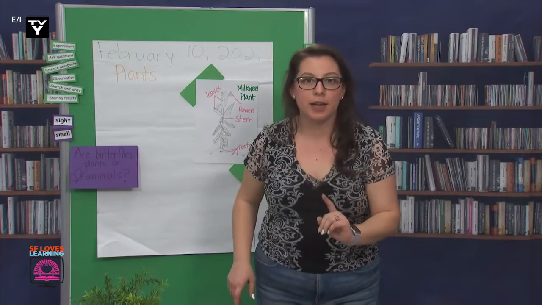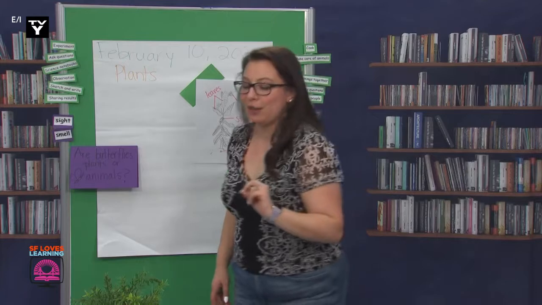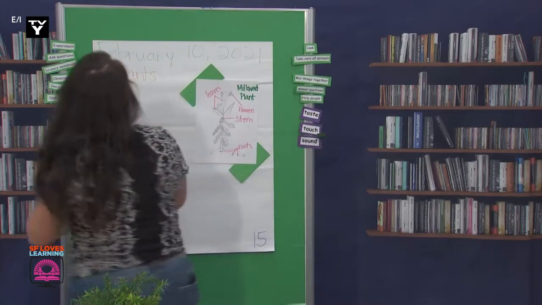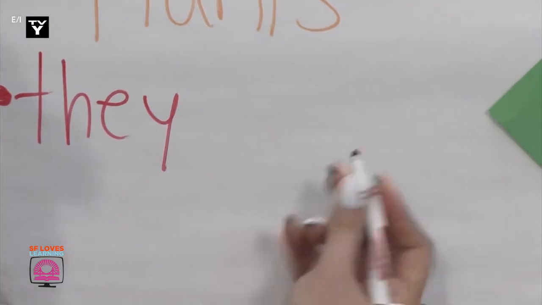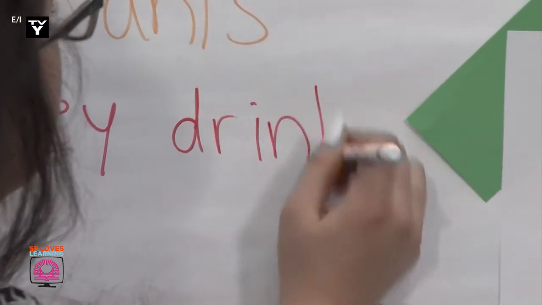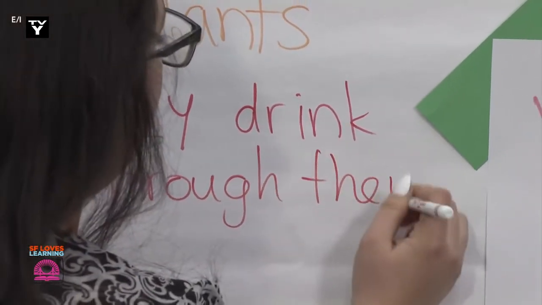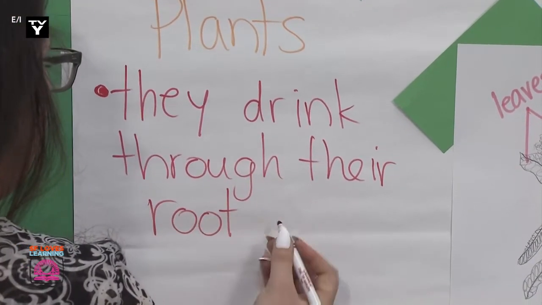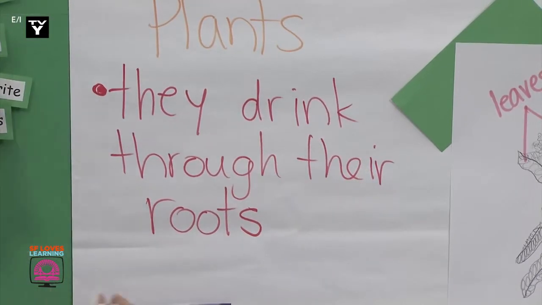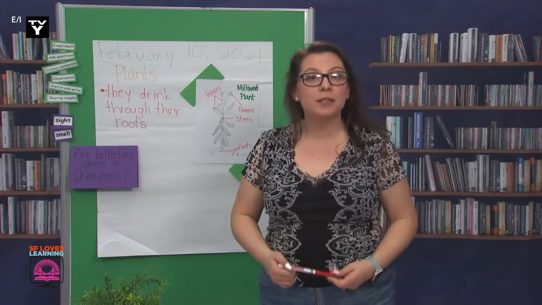This must mean that plants drink water from their roots. That sounds like something to write down. Plants drink from their roots. Remember to write a dash or a little circle when you write your note. So I should say they, because we know plants. They drink through their roots. Roots. Eso. Muy bien.